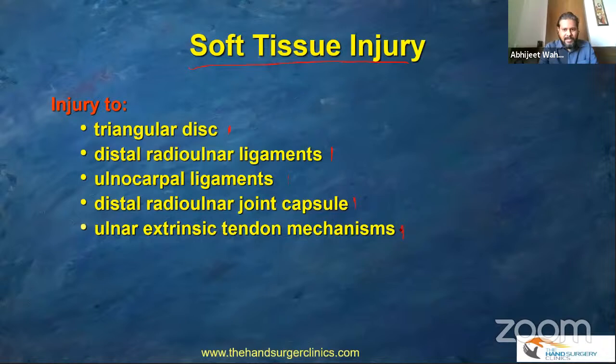So this is a pretty intuitive kind of a slide. All these soft tissues that we talked about a little while ago, any injury, it may be a strain, a sprain, or a complete tear of the ligament, will result in varying grades of instability associated with pain.